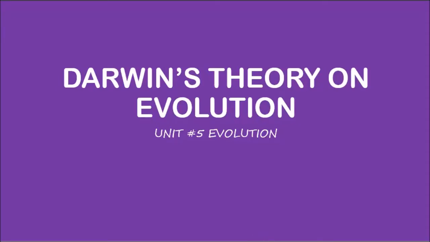Today we're going to be talking about Darwin's theory on evolution. Now in the previous lesson we discussed the many scientists before Darwin which influenced Darwin. Now let's actually look at how Darwin came up with his theory of evolution, which is widely accepted today.